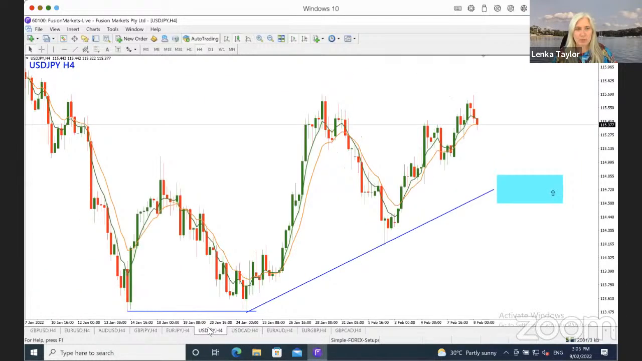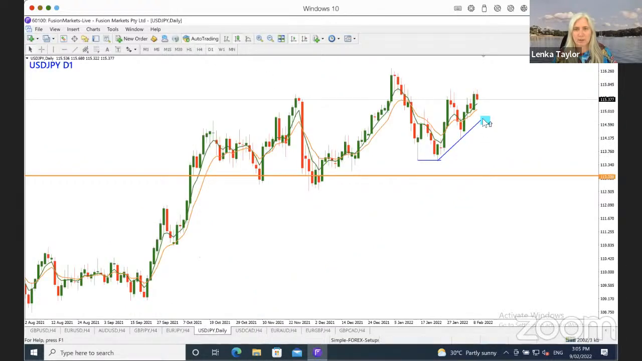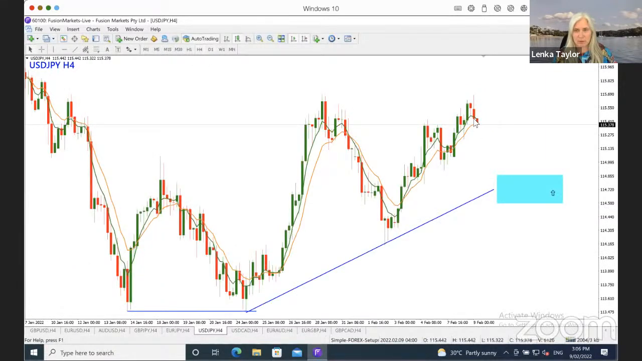Next currency pair I'm looking at is USDJPY. Now, USDJPY at the moment, it's very high. So there is sort of nothing to do, even though if it does come back down to this level, it may still be a long.